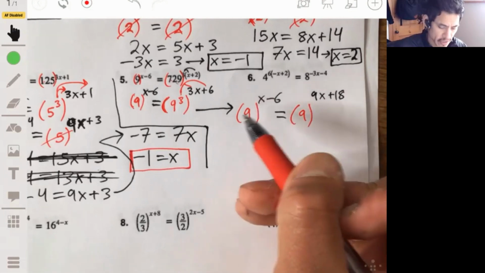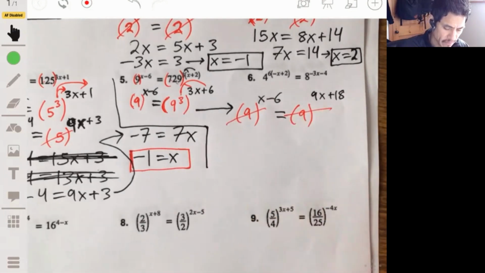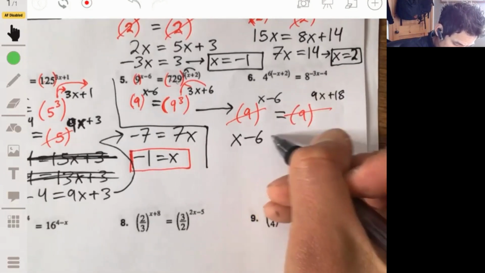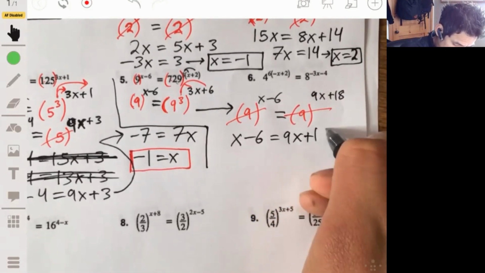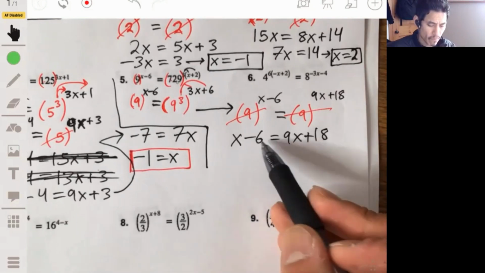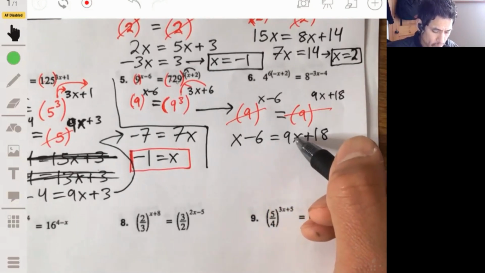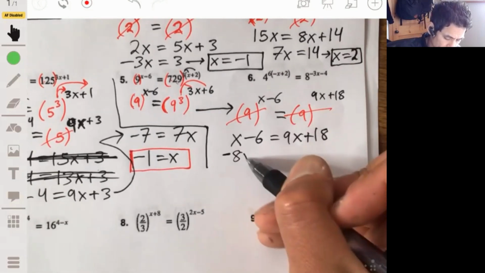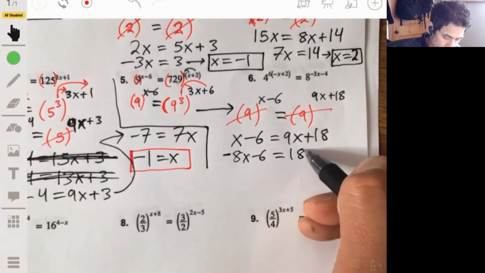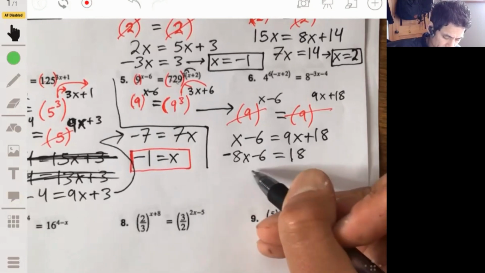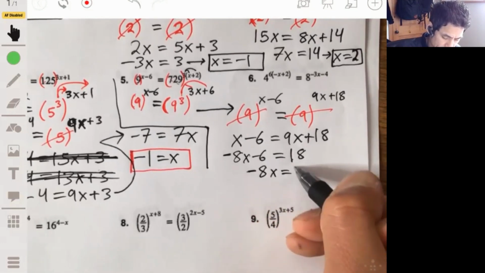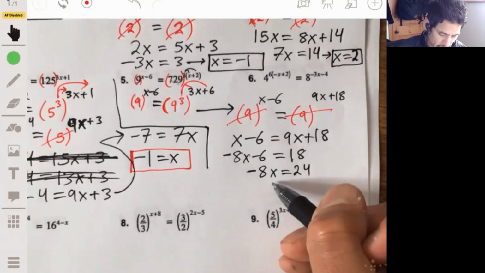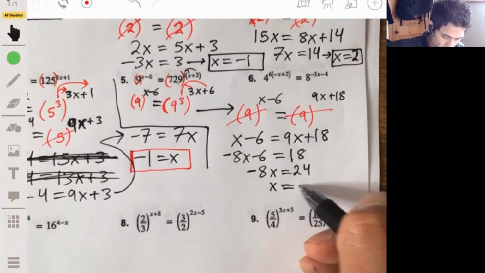Now we're all good to get rid of these 9s and just set the exponents equal. x minus 6 is 9x plus 18. Let's take away 9x from both sides. We'll get negative 8x minus 6 equals 18. Let's add 6 to both sides. We get negative 8x is 24. Divide both sides by negative 8, and we get x is negative 3.